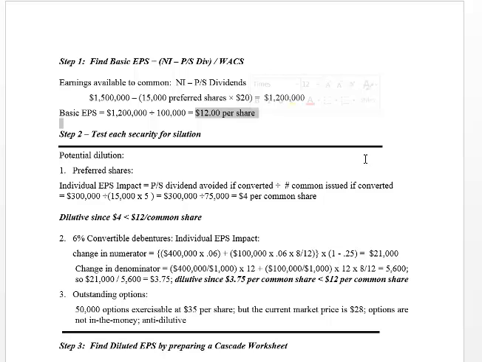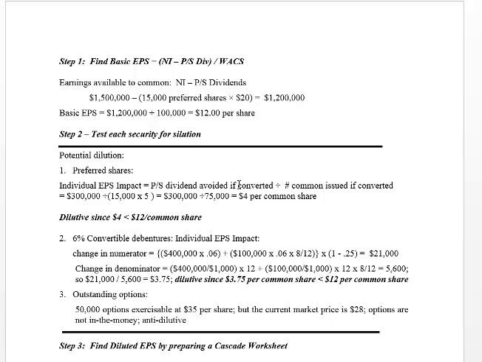So we're going to use that figure, and we're going to look at all of our convertible securities. We have options, preferred shares, and bonds in this question, and we're going to determine if they're dilutive. With respect to the bonds and the preferred shares, we're going to calculate the EPS impact in step 2 in our dilution test. And if the EPS impact on the bonds and/or the preferred shares is less than $12 a share, we're going to include them in the cascade in order to calculate our diluted EPS. So let's begin with our second step, which is the test for dilution.